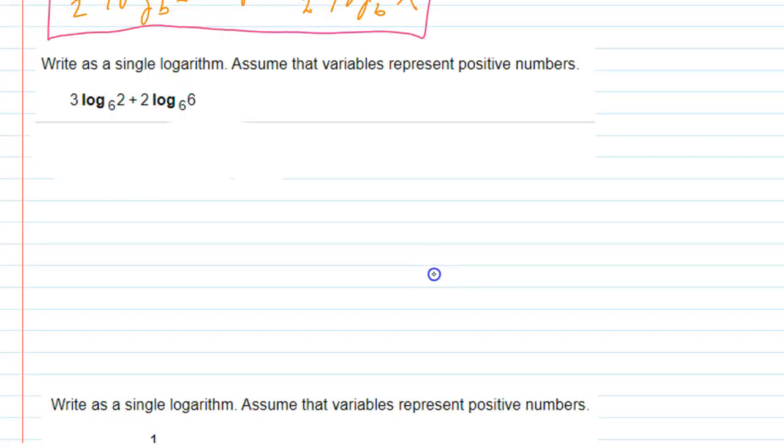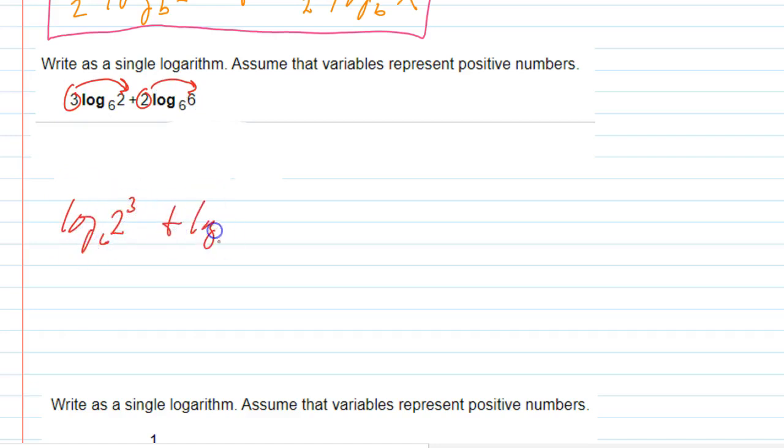So the last problem took one log and split it into two. Here we're taking two logs and going to put them into one. Now we said that an exponent goes from the top down in front. Here we're doing the opposite. We have a number in front, so what it's going to do is climb up and become the exponent. I have this twice. That's going to give me log base 6 of 2 cubed plus log base 6 of 6 squared.